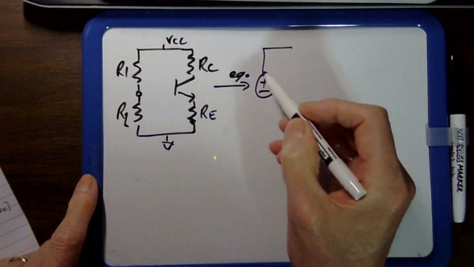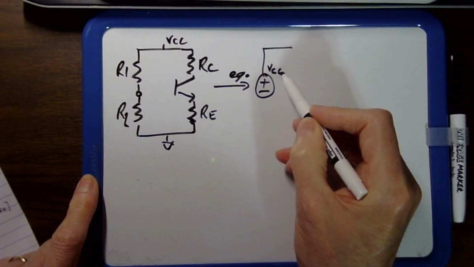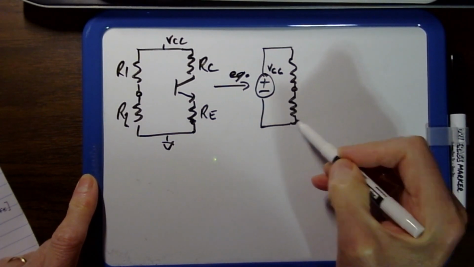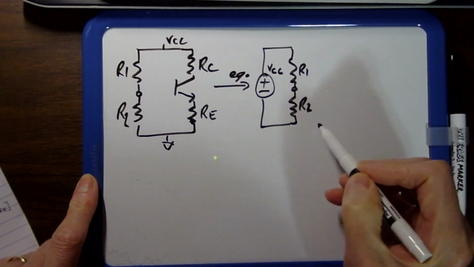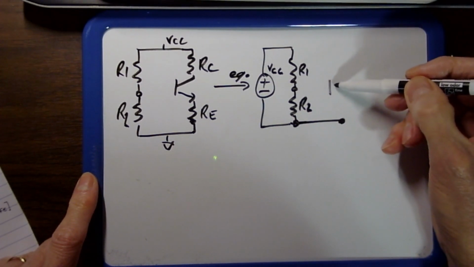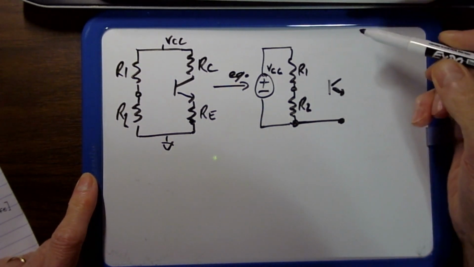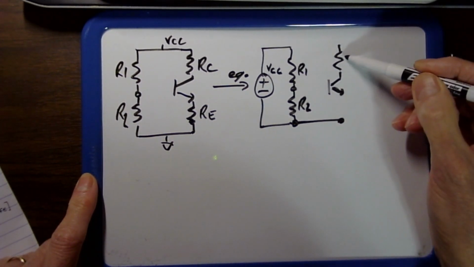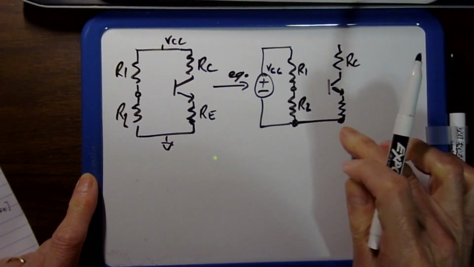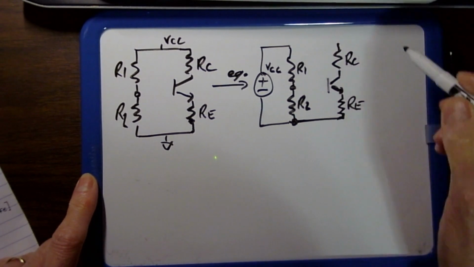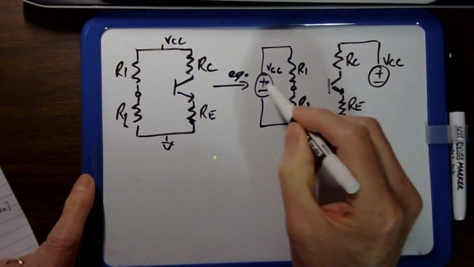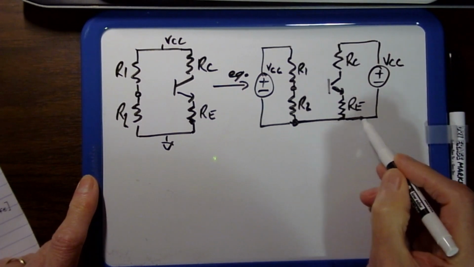This is a voltage source, so it's VCC. And there is going to be R1, R2. And then the transistor is here. It's going to be RC, RE, another voltage source, VCC, same as this one. It's the same circuit.